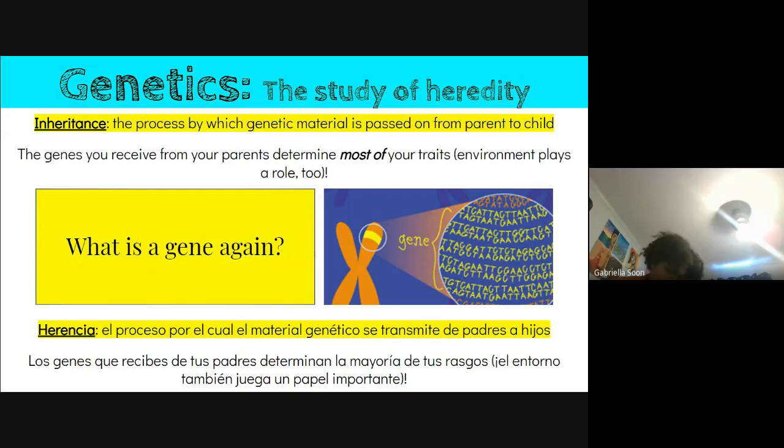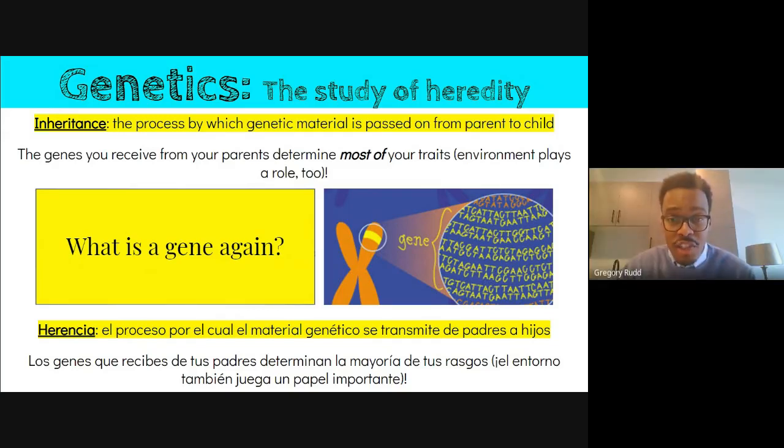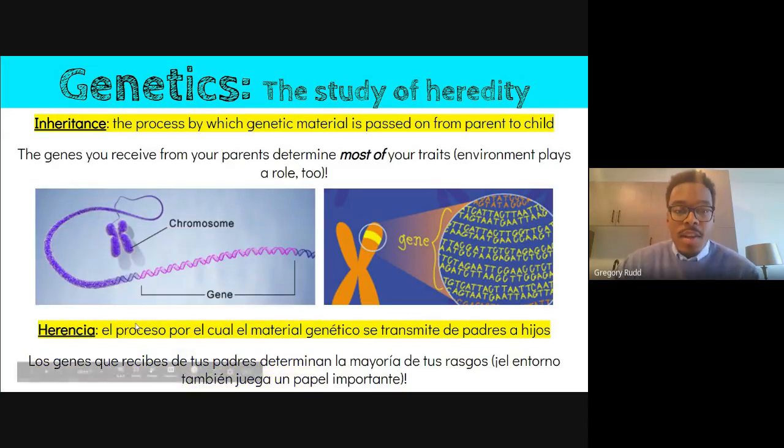Aren't genes like made up of DNA? That's true. Genes are made up of DNA. A gene is just a section of DNA. It's just a section of DNA that codes for at least one protein. And those proteins will ultimately lead to the traits that Alicia talked about. So genes are small sections of DNA.